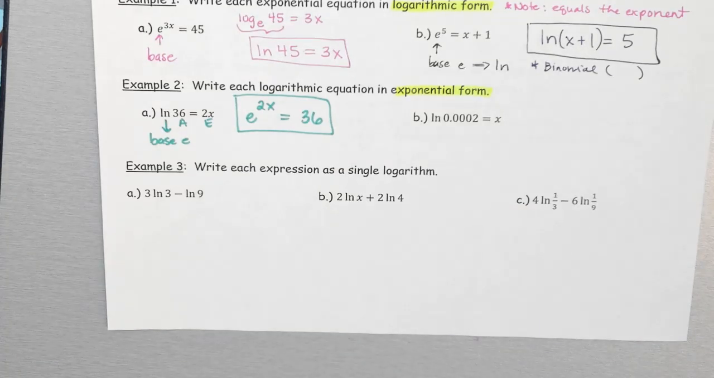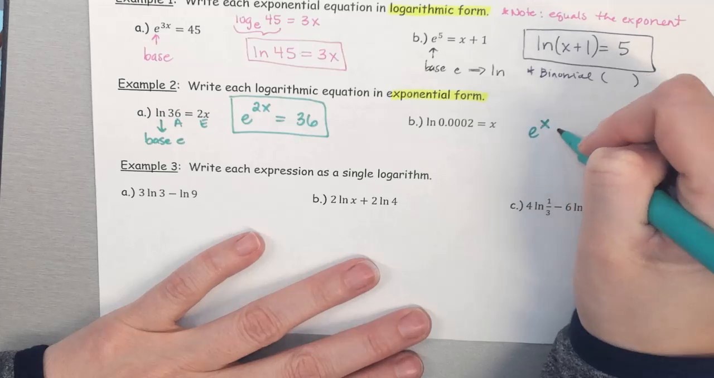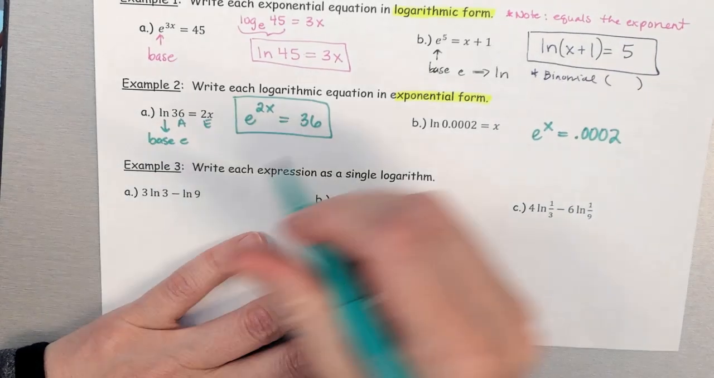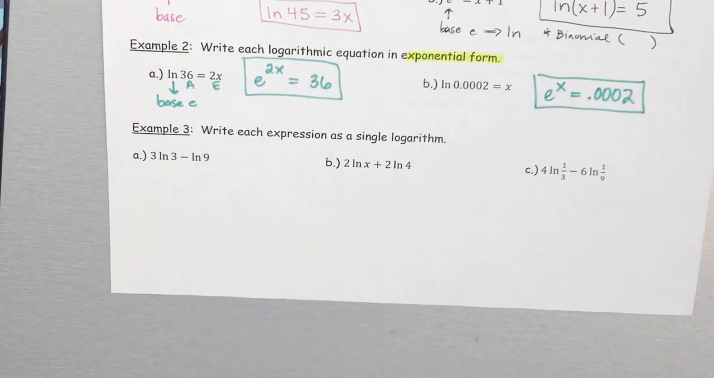So your base, your answer, your exponent. Okay, so your base is e, it would be raised to the x power, and you have 0.002. Okay, that would be your exponential form.